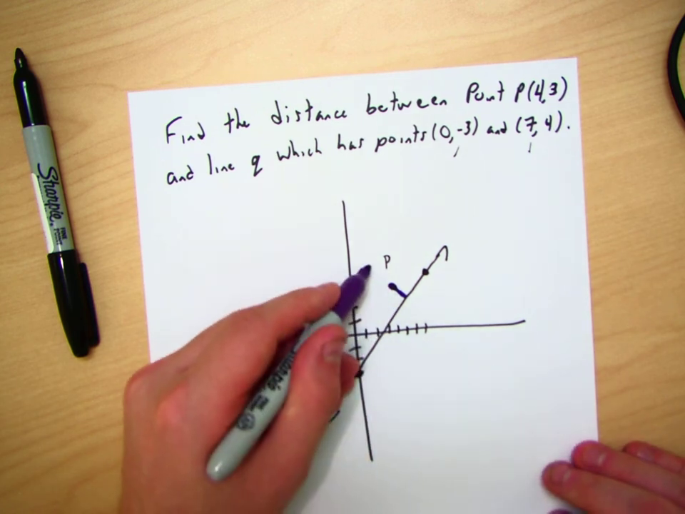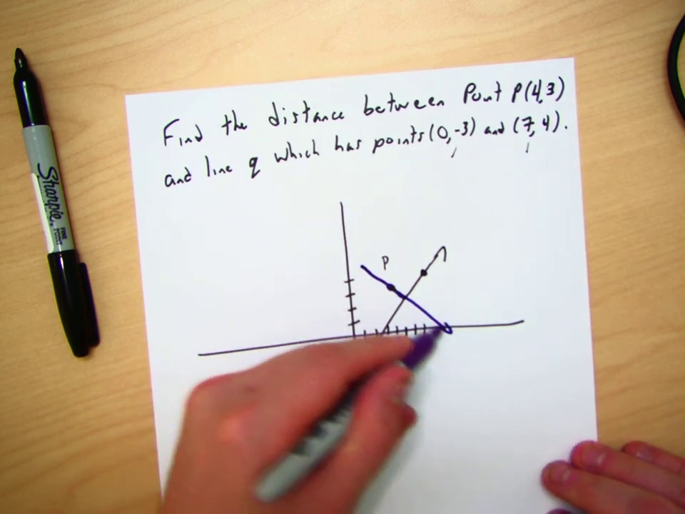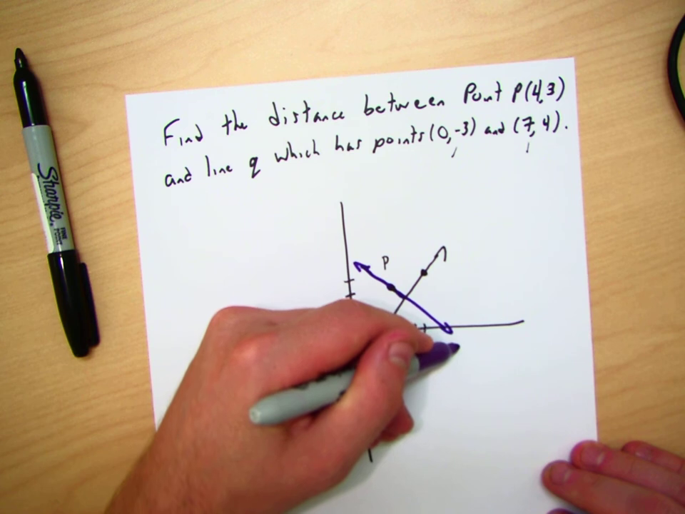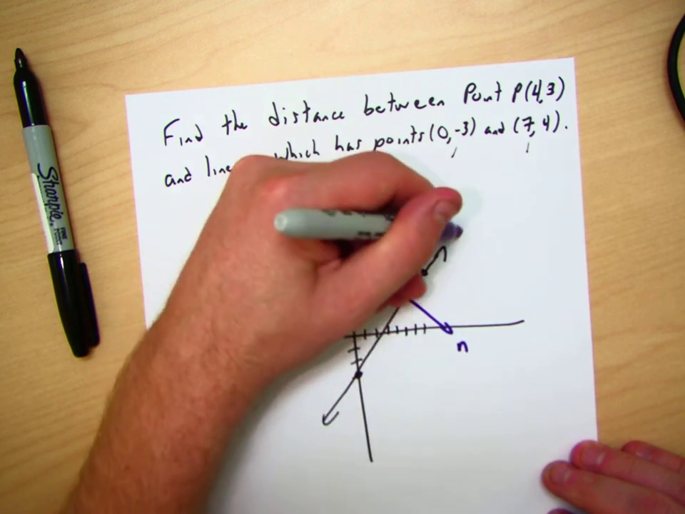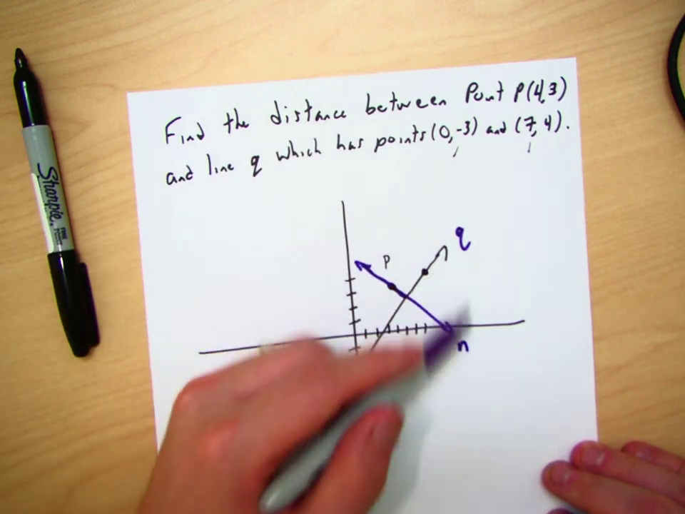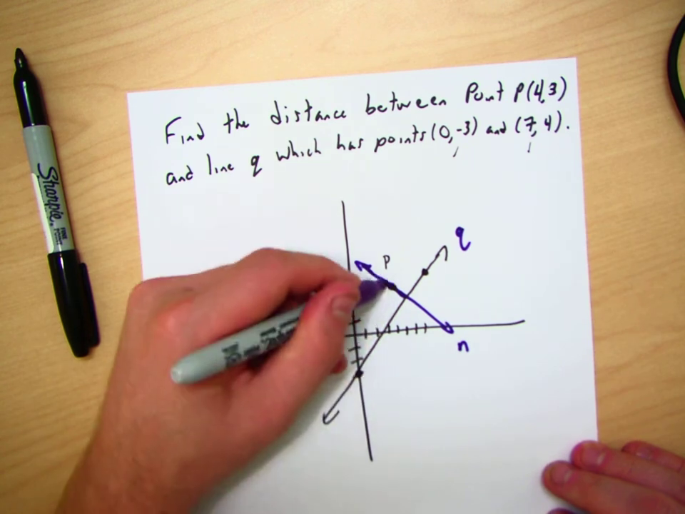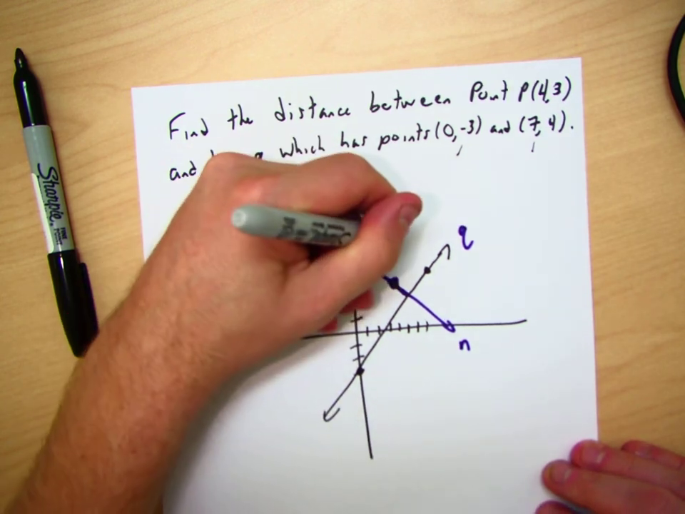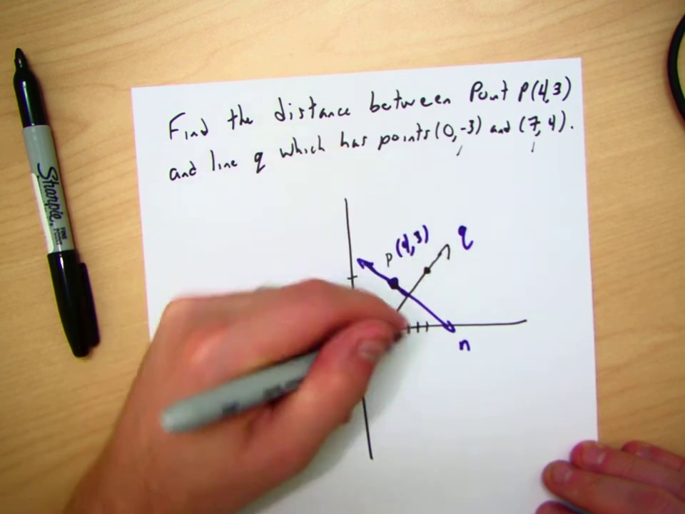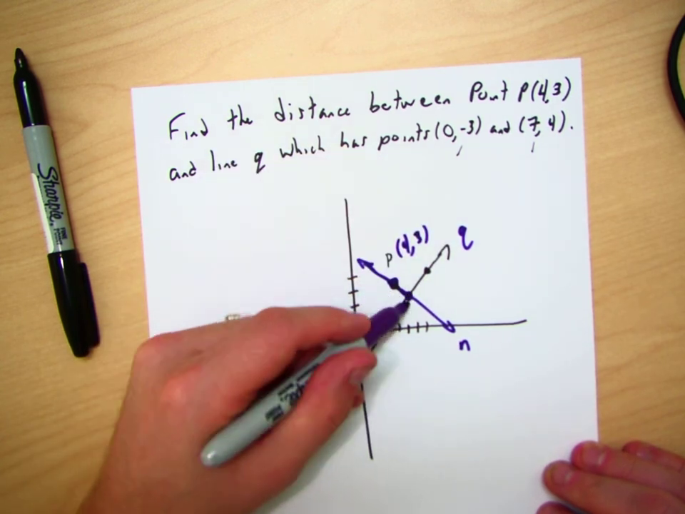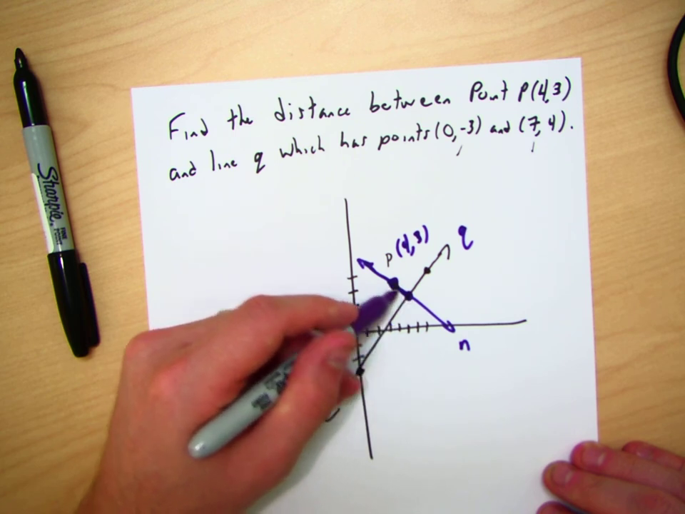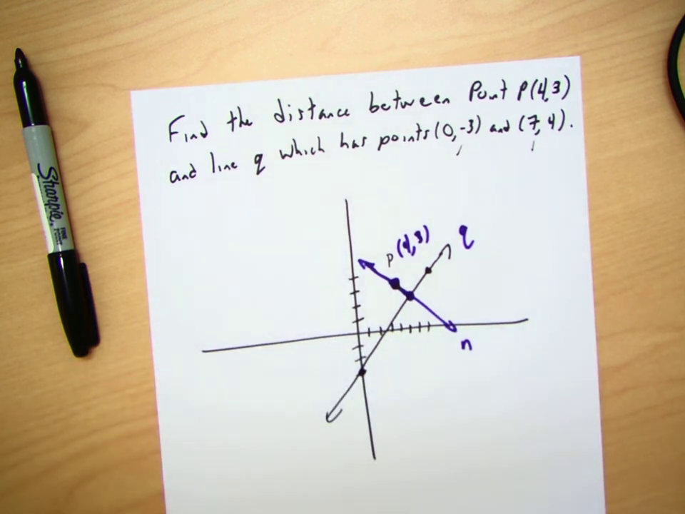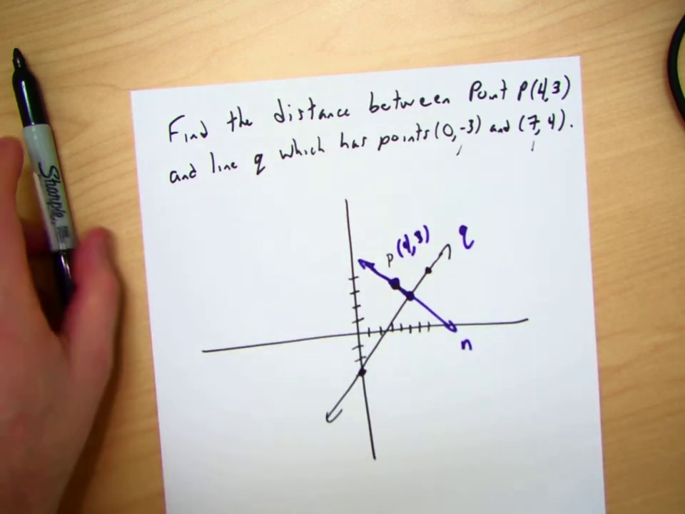What I'm going to do to accomplish that is continue this line like this. I'm going to call this line N, whereas this one was line Q. There's line Q, and here's line N with point P right here. We know point P already is (4, 3). So what we're after is this intersection, because if we knew that intersection, we can get the distance using the distance formula. That's my game plan here.